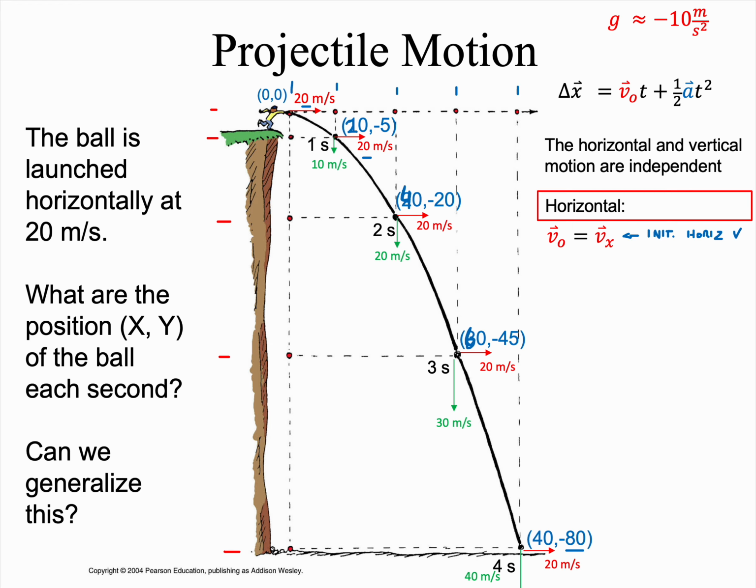So in this case, it would be 20. What's the acceleration in the horizontal direction? 0. Gravity's only acting in the vertical. There is no acceleration in the horizontal. So the equation simply becomes this. And 1 or 0 times anything, this whole term drops to 0.